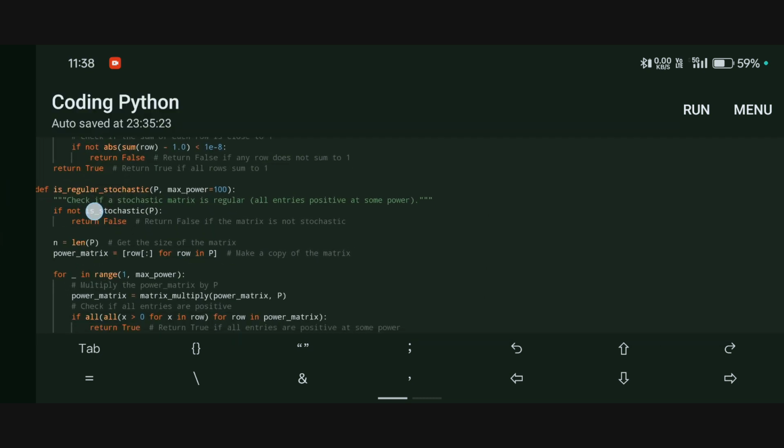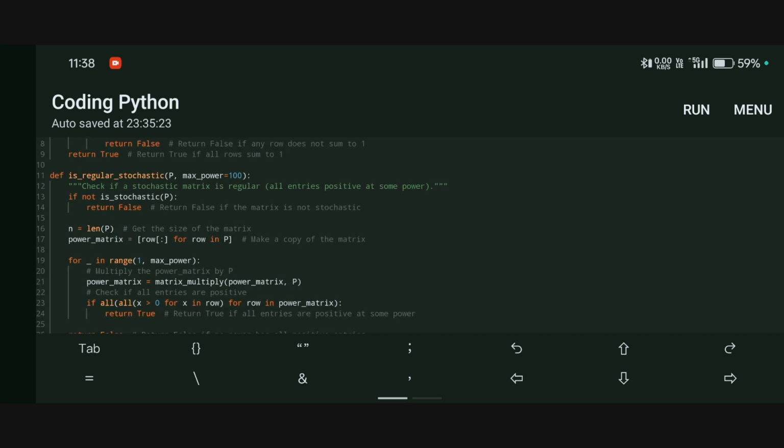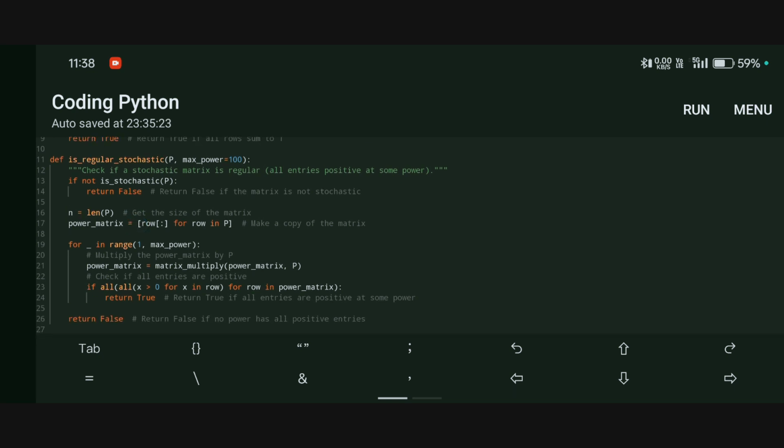So return true if the rows sum is equal to 1; then it's over for the stochastic check, and it is stochastic. Okay. To find out whether it is regular stochastic or not, we can use a function called regular stochastic matrix. We use two parameters: P comma max power equal to 100. P is a matrix, and max power is the power of that matrix, up to 100 or less than 100.